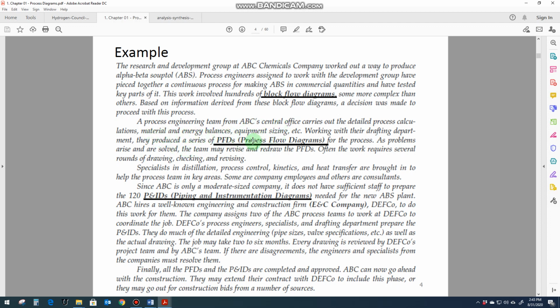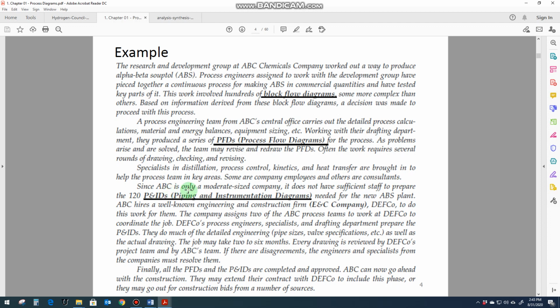Now, once you have this process flow diagram, we will move to the next diagram, that is the P&ID, piping and instrumentation diagram. Now, let's see what we have here. The specialists in distillation, process control, kinetics and heat transfer are brought in to help the process team in key areas. Some are company employees and others are consultants.